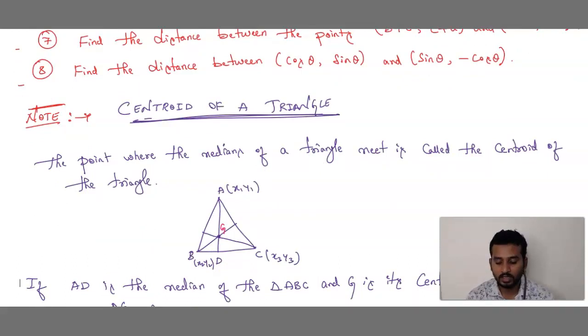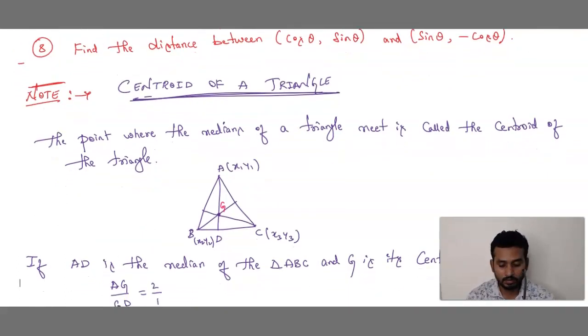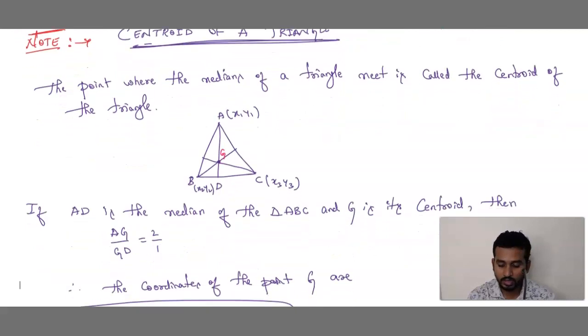We can see here we have taken AD as the median. And we can see one more line passing through B and one more line passing through C. So all these three lines meet at a point G. This G is known as the centroid of the triangle.